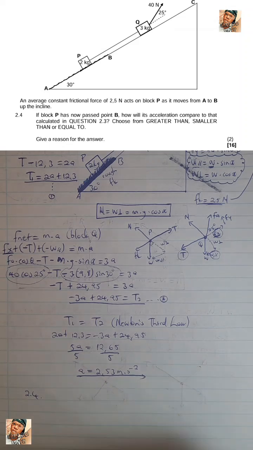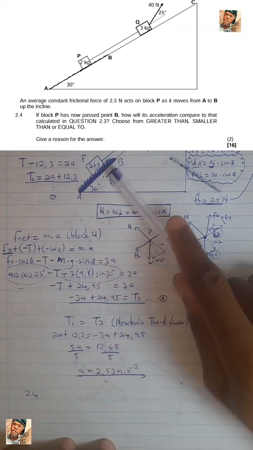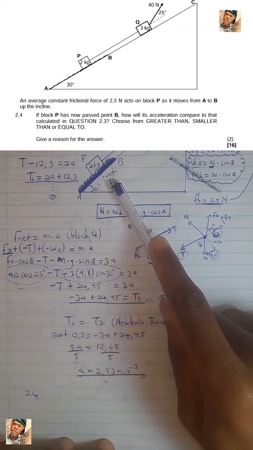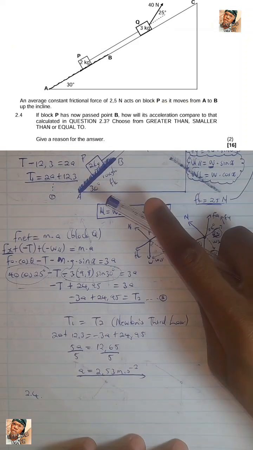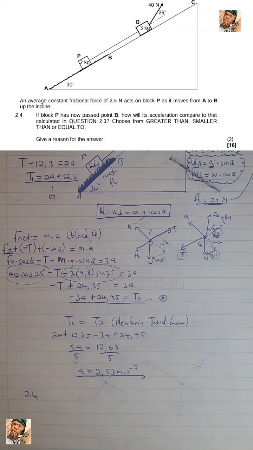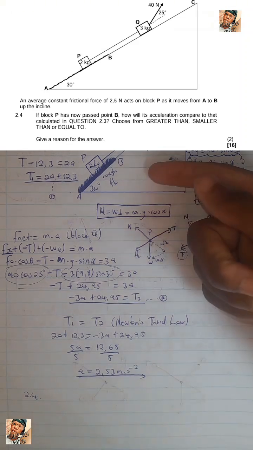So remember that block P is going to move from A to B, which is rough. So it is going to experience frictional force, which is going to limit or resist its motion, right? But after it has passed point B, it is going to be moving on a frictionless surface, right? So that means now it's going to experience more acceleration because there's not going to be any force that is going to be pulling it down.